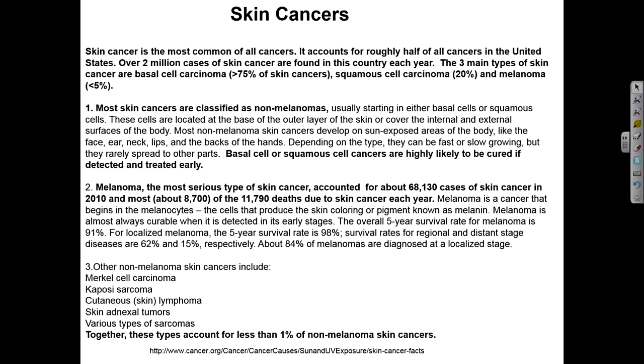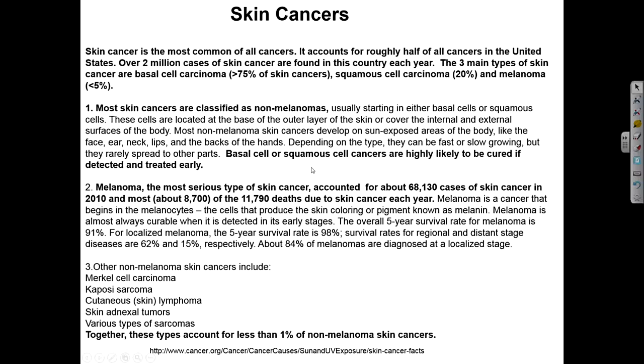We've got some other types of skin cancers that you see. Merkel cell, Kaposi sarcoma is that weird one that people with AIDS virus get, and then some other types here. These are pretty rare. Most of the time it's squamous cell, basal cell, or melanoma.